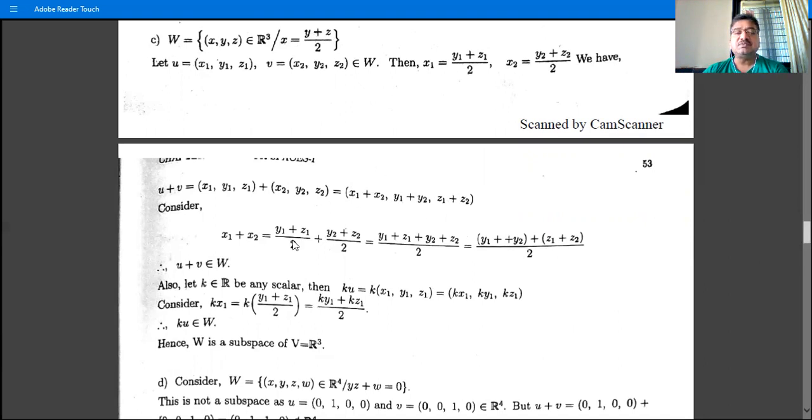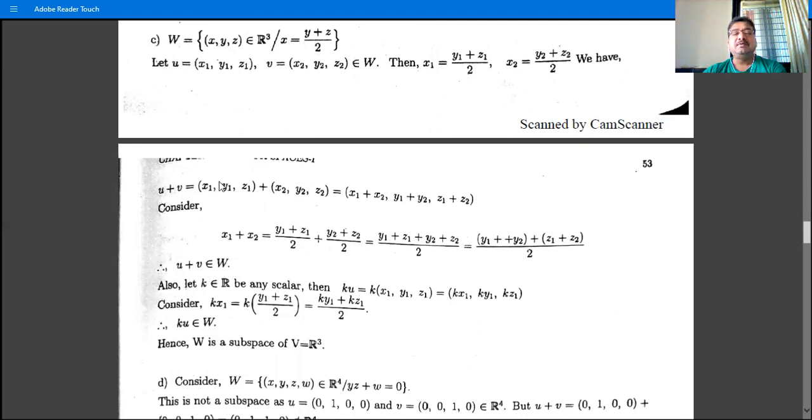So consider x1 plus x2. What is x1? x1 is (y1 plus z1) by 2, and x2 is (y2 plus z2) by 2. So take 2 as the LCM. So we have y1 plus z1 plus y2 plus z2, and then we have (y1 plus y2 plus z1 plus z2) by 2. That is, we have this x1 plus x2 as (y1 plus y2 plus z1 plus z2) divided by 2, after arranging the sequence of these elements. And therefore, u bar plus v bar belongs to W.